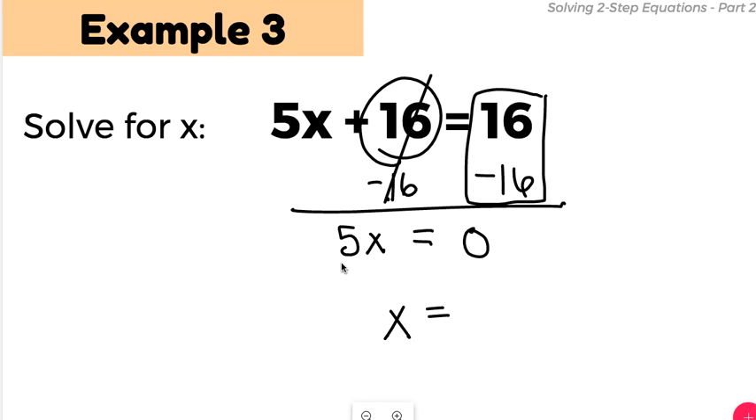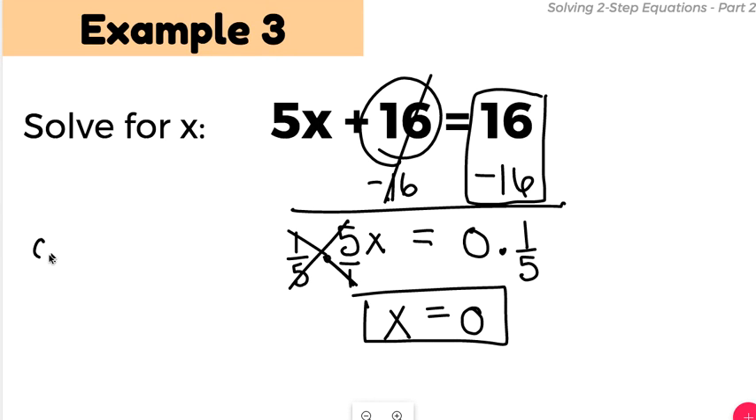We undo multiplication by taking this coefficient, making it a fraction, and then multiplying each side by the reciprocal. On the left, my numbers cancel, and I have x. On the right, what's 0 times anything? 0.